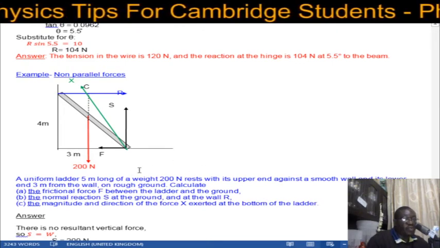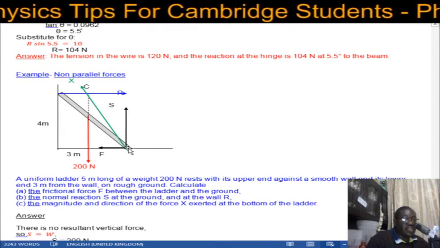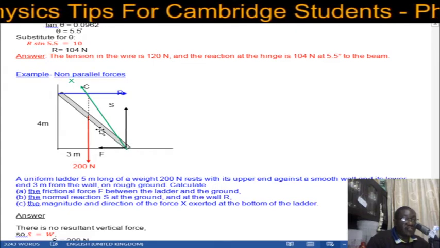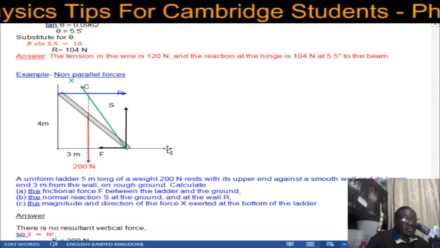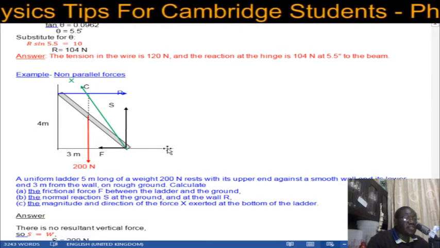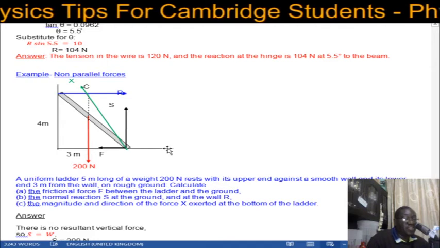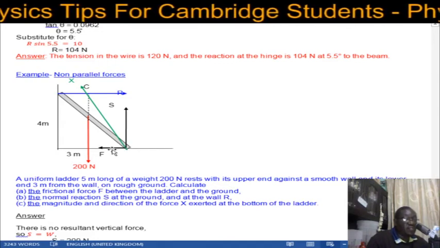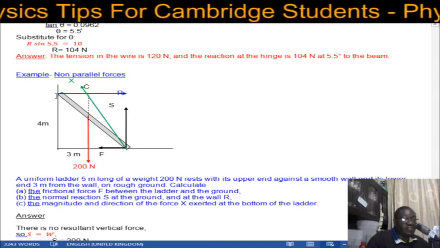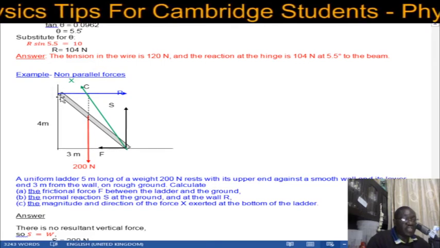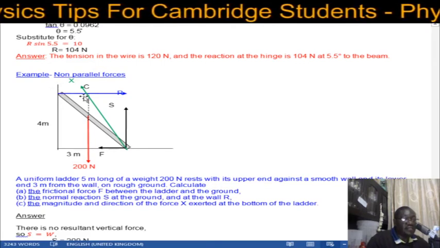Now, one thing to note here, the ladder is exerting a force. The force that the ladder is exerting on the ground is going to the right. So since we said frictional force is a force that opposes motion, the frictional force will be going inwards. Now we are told that the wall is smooth. So if the wall is smooth, then there is no friction taking place there.